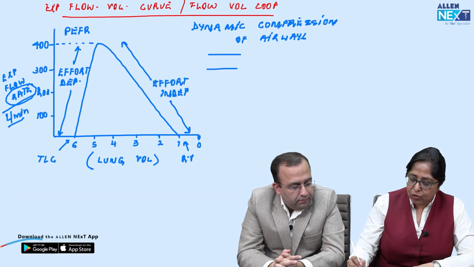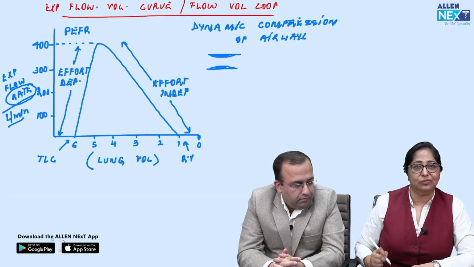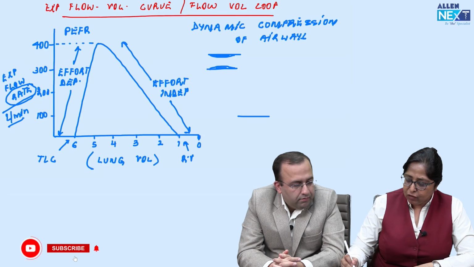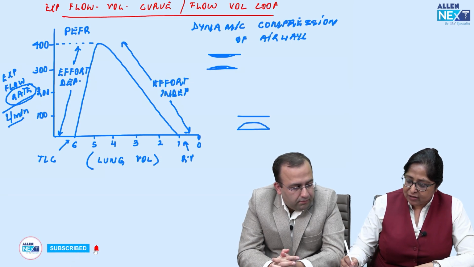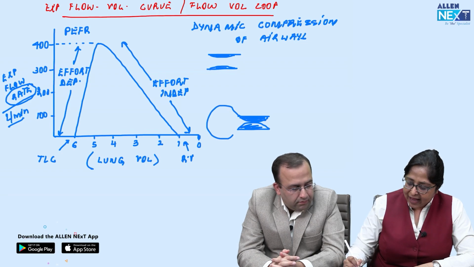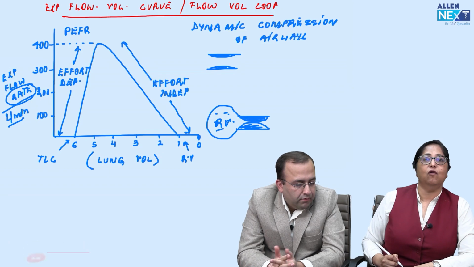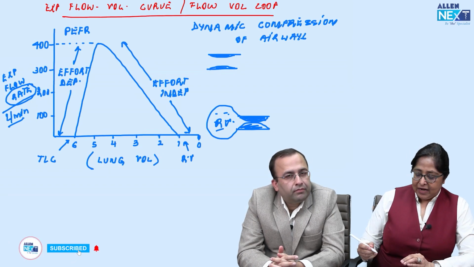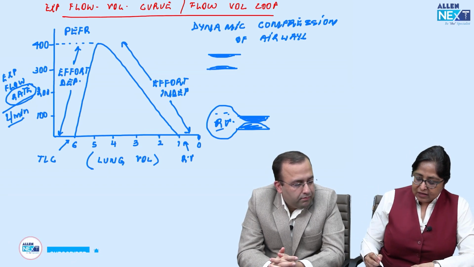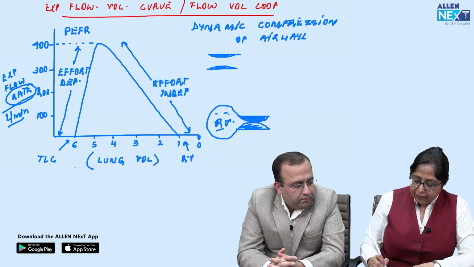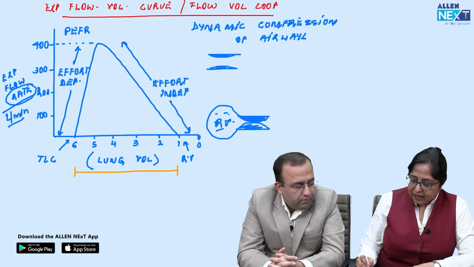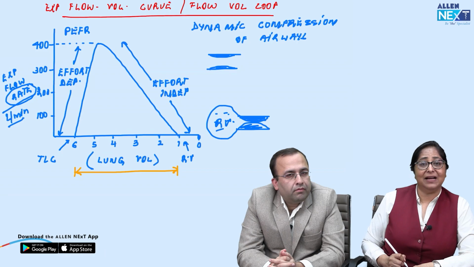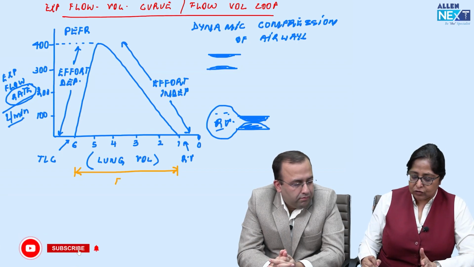And if they tend to collapse, what will happen to the flow rate? Flow rate will start reducing. And at the end of a forceful expiration, the airway collapse is complete. Air is trapped in the alveoli, which is known as residual volume. Now, what is the width of this curve equal to? The width of this curve will be equal to total lung capacity minus residual volume, that is forced vital capacity.